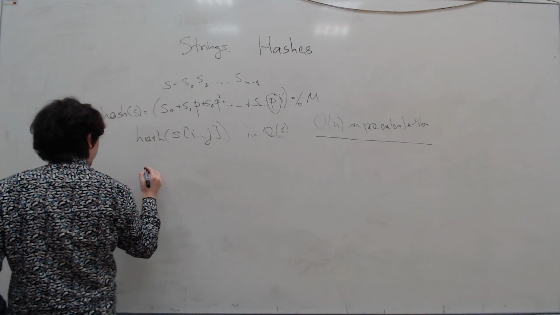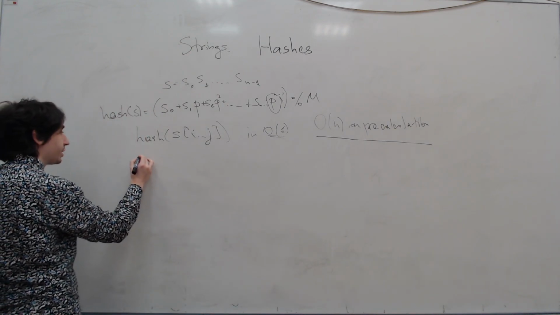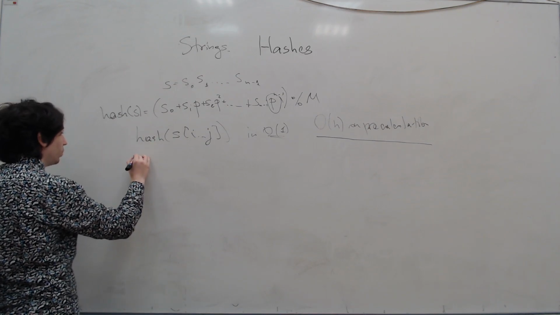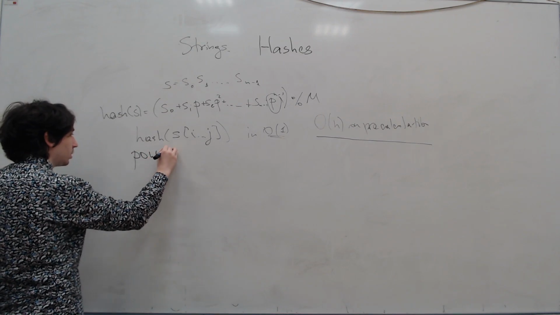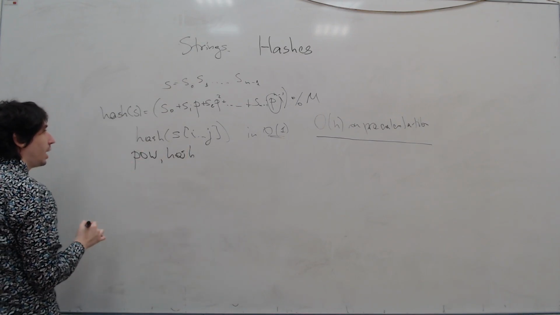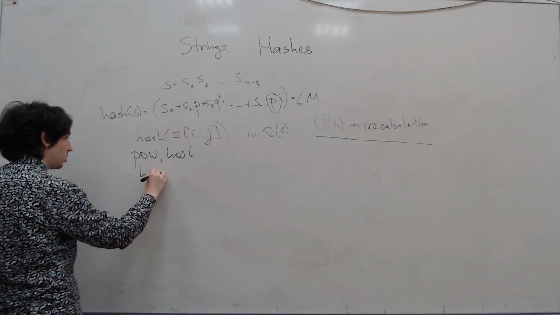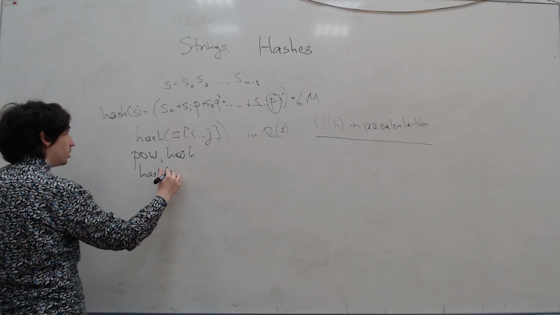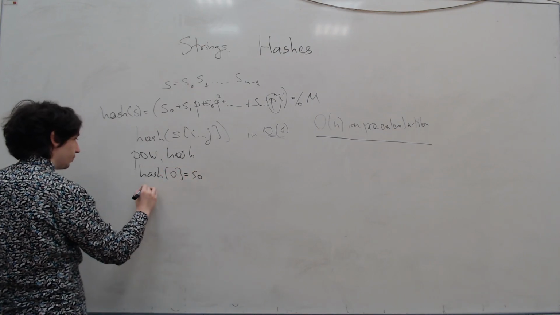So let me do the pre-calculation. We calculate the prefix functions. We have two arrays, pal and hash. Hash itself will maintain hash 0 equal to S0.